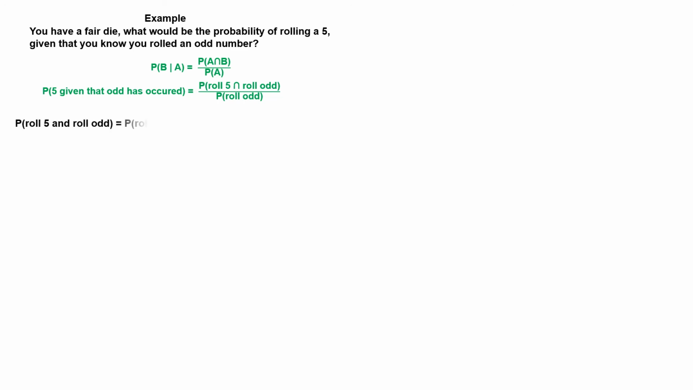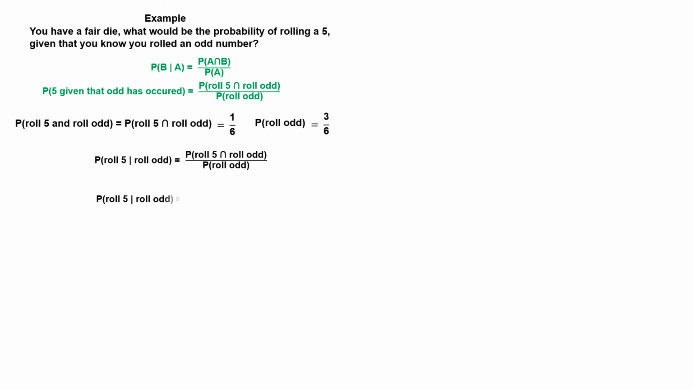Probability of 5 and odd is 1 over 6 because in a fair die we have one number 5. The probability of odd is 3 over 6 because we have 3 odd numbers. So the probability of 5 given that odd has occurred is 1 over 6 divided by 3 over 6. The probability is 1/3.